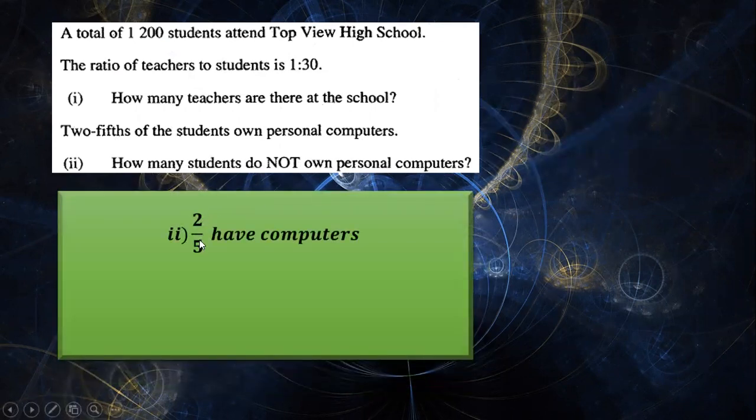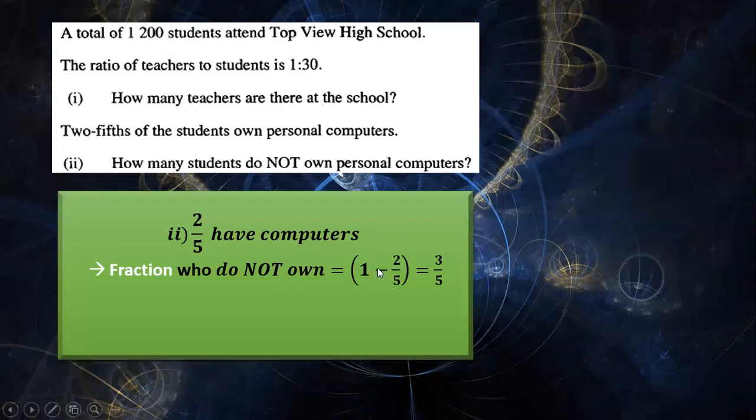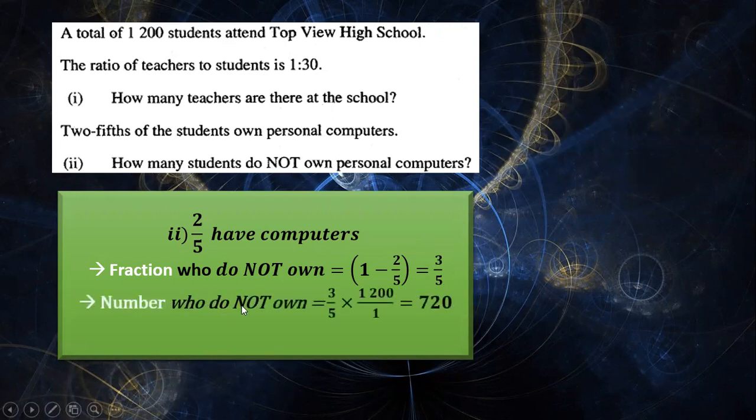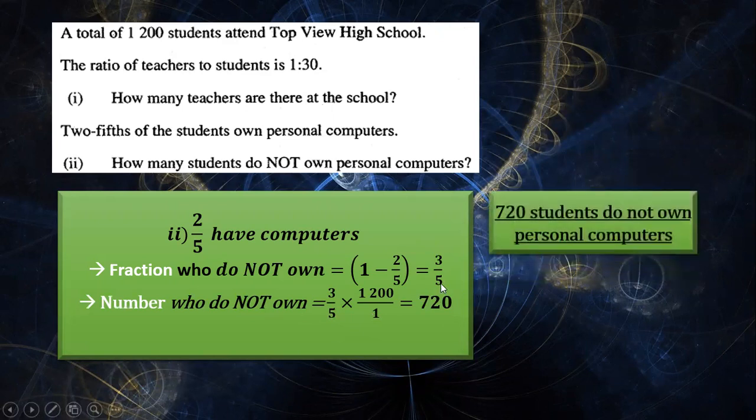If 2/5 of the students have personal computers, that means the fraction that do not have is going to be 1 minus 2 over 5, which is 3/5. And we can use that 3/5 to calculate the number of students who do not own, which is 3/5 multiplied by 1200, which is 720. So 720 students do not own personal computers. Pretty much straightforward. Any questions here? Place it in the comments.